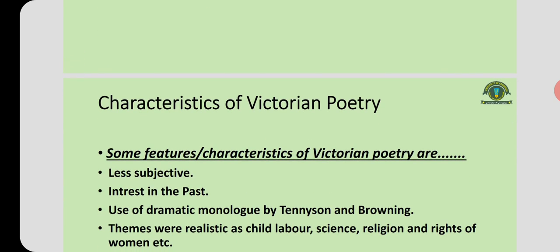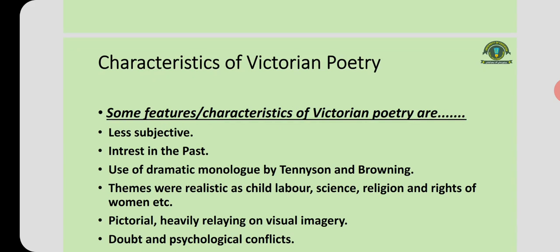Now we discuss the characteristics of Victorian poetry, because to understand any poet or his or her poetical works, we have to discuss the characteristics of the age in which the poet was writing, in which the particular piece of writing was published. So, here we are to discuss the characteristics of Victorian poetry.